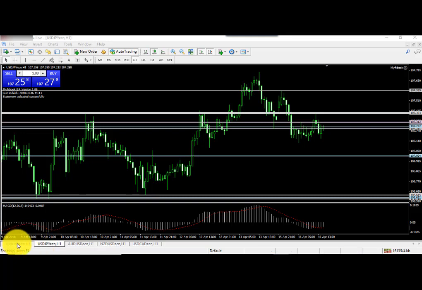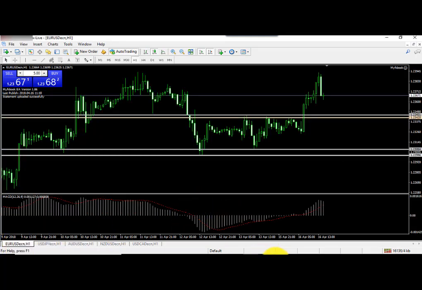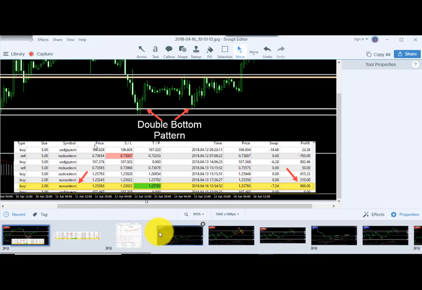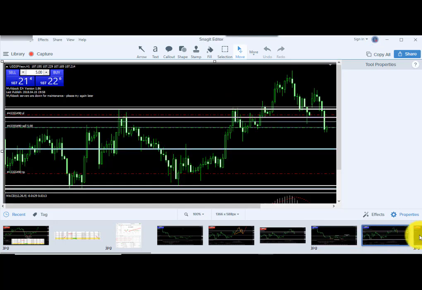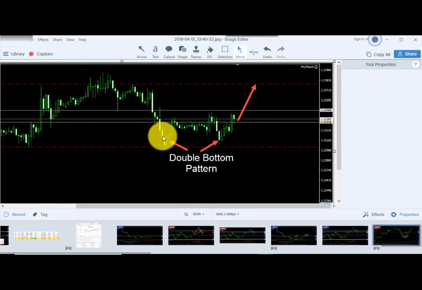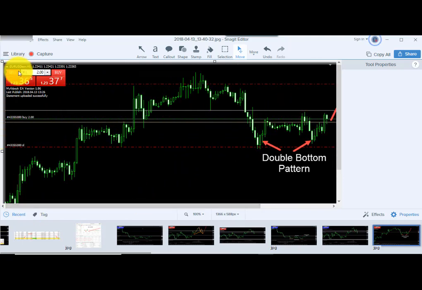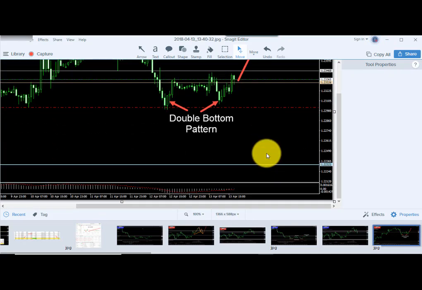All right, so we took a trade last week. Let me look at the screenshot that I took. We took a trade last week on the euro dollar right here. That was around the 13th of April, so that was sometime last week.